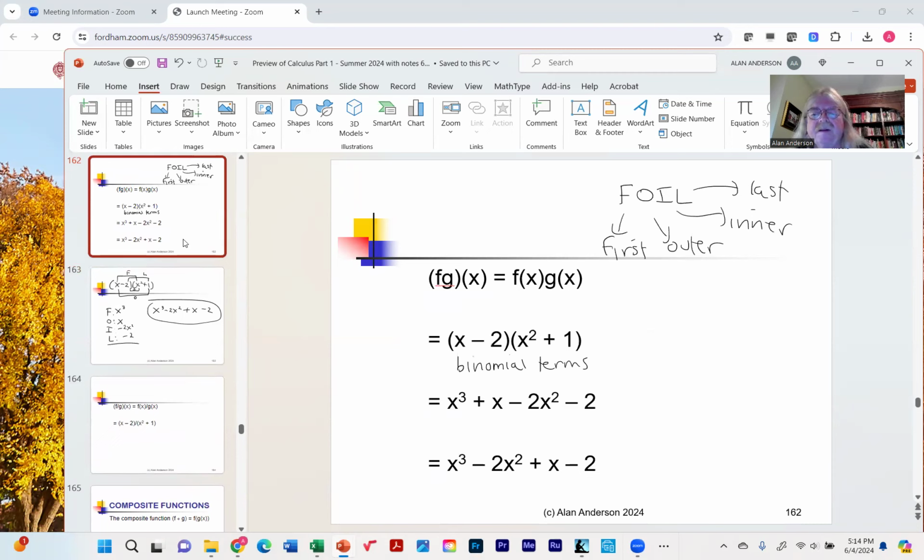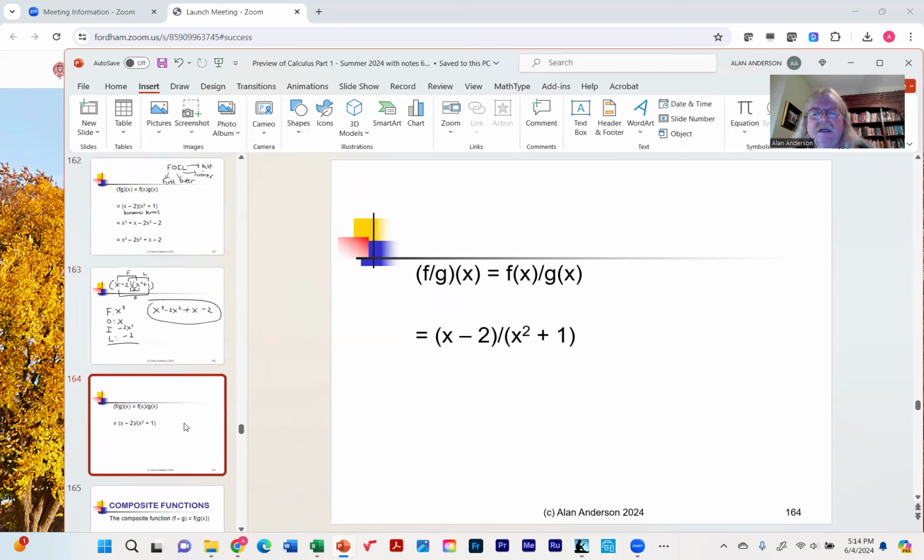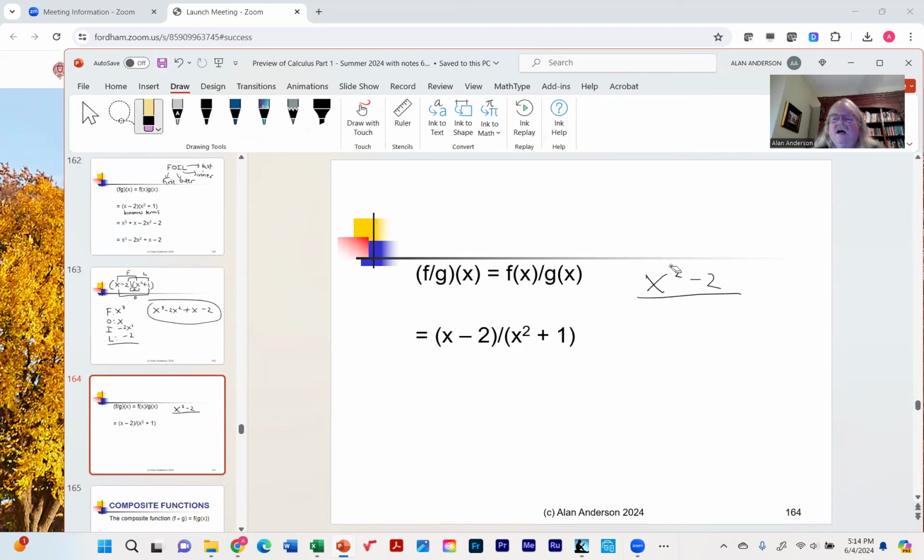Now, with the ratios like this, sometimes we can simplify it, sometimes we can't. In a case like this, I'm sorry, my mistake. It's x minus 2 over x squared plus 1. Unless x minus 2 is a factor of x squared plus 1 and we can simplify it, we would normally just leave it like this.